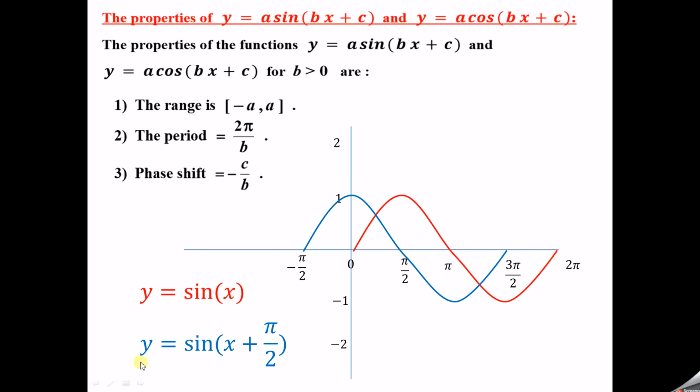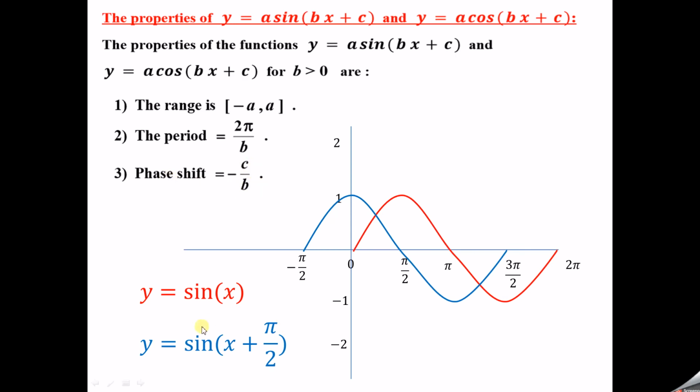Now y equal to sin x plus pi by 2. Here, if we compare with this equation, c is pi by 2. C is pi by 2. Therefore, phase shift is minus c by b, minus pi by 2 by b, b is 1. Therefore, phase shift is minus pi by 2.